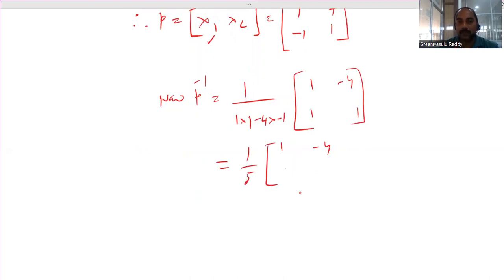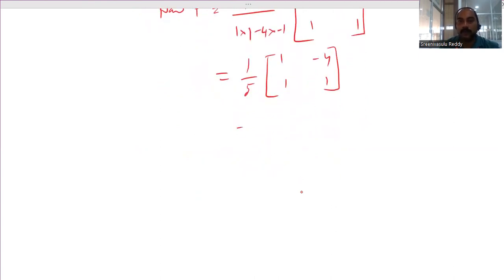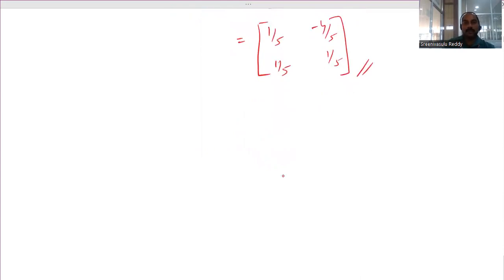This gives P inverse equal to 1 by 5 times the matrix with rows 1, minus 4 and 1, 1. So P inverse is 1 by 5, minus 4 by 5, 1 by 5, 1 by 5. But our intention is to show the diagonal expression. Now find P inverse AP. If this resultant value equals a diagonal matrix, then we say that A is diagonalizable.